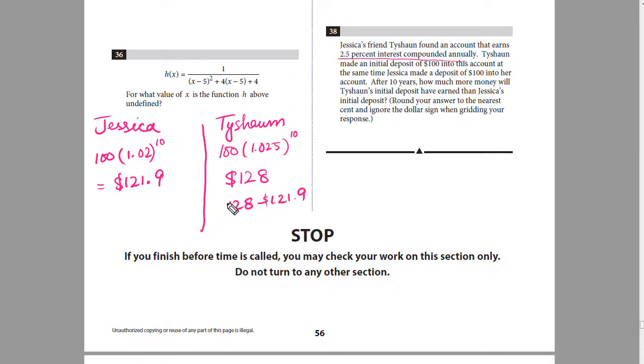121.9, I'll put a dollar sign here. $6.11. This is the money that Tyshawn has earned more than Jessica. $6.11. That's the answer. And here is the difference between both of the amounts.